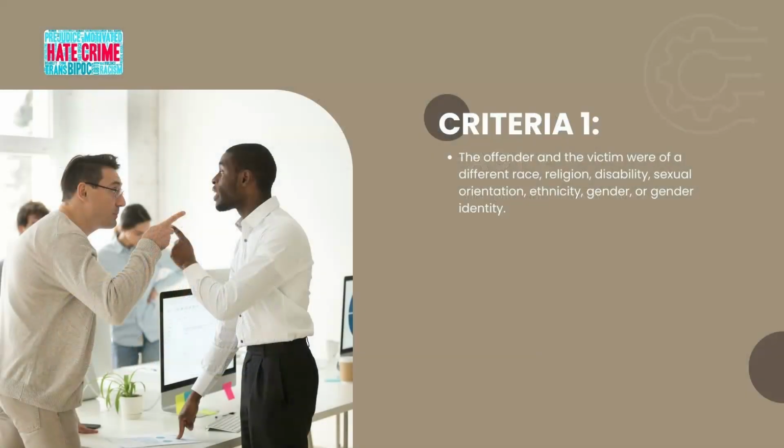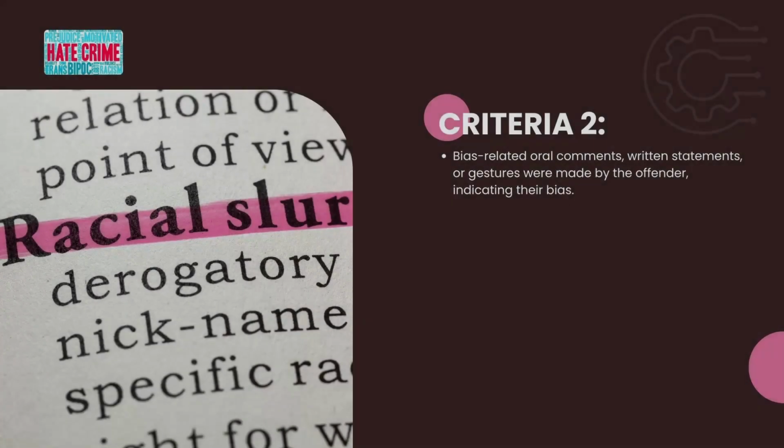Criteria 1. The offender and victim were of a different race, religion, disability, sexual orientation, ethnicity, gender, or gender identity. One example is an African American victim and a white offender. Criteria 2. Bias-related oral comments, written statements, or gestures were made by the offender, indicating their bias. This would happen if the offender shouted a racial slur at the victim.